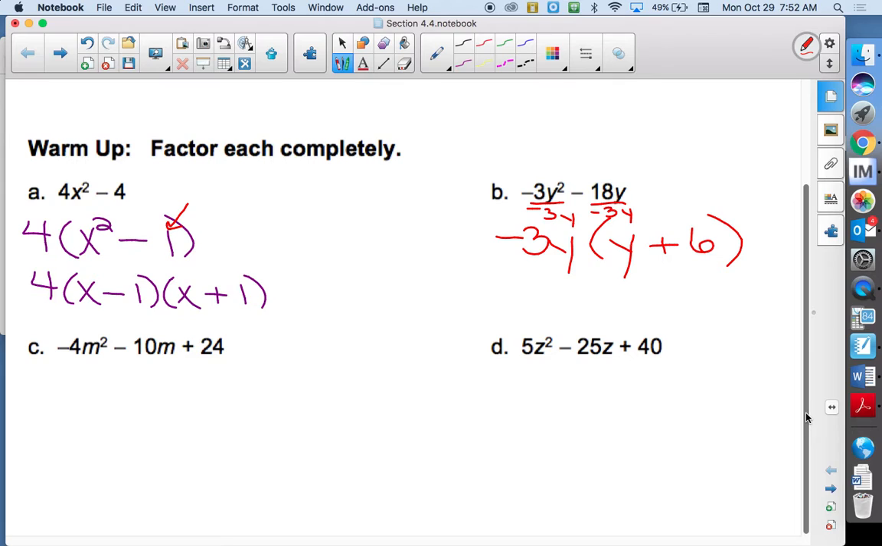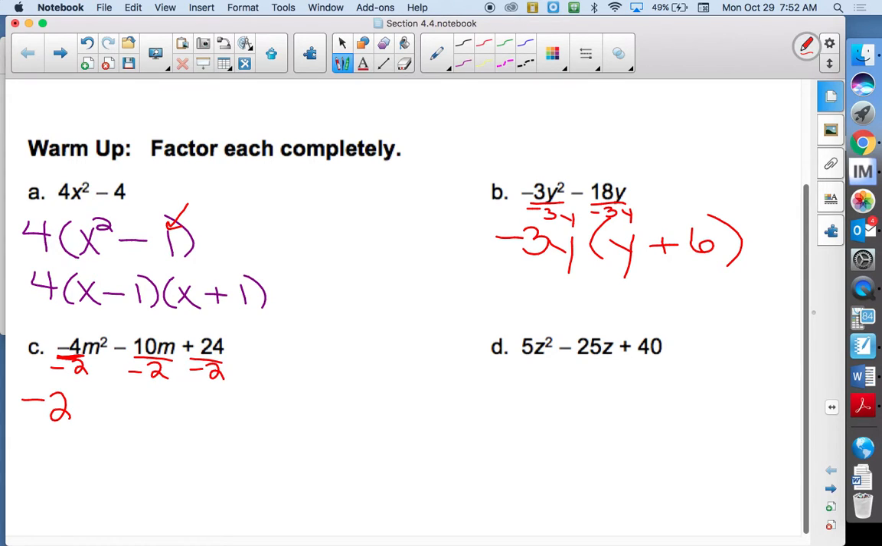Letter C, we have negative 4m squared minus 10m plus 24. Is there a GCF? First question. Julian, is there a GCF for letter C? 2. Yeah, they have a 2 in common. What else could you probably pull out with that 2, since the first thing is negative? Negative 2. Yeah, so generally when the first term is negative, you pull that negative out. We try to keep the expression positive. So besides a 2, we can pull out a negative 2.